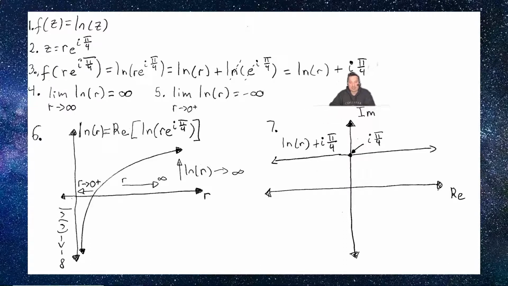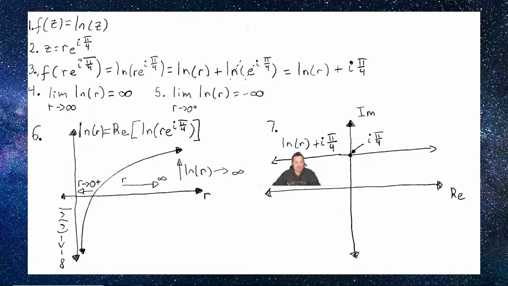With that connection established, we can produce the final image, ln of r plus i times pi over 4. It looks like this. This point is i times pi over 4, and the entire line traced here is ln of r plus i times pi over 4. The horizontal axis is the real axis and the vertical is the imaginary axis, as usual. It looks like a line because i times pi over 4 is fixed, so it passes through the vertical axis at pi over 4, but the real part is ln of r.